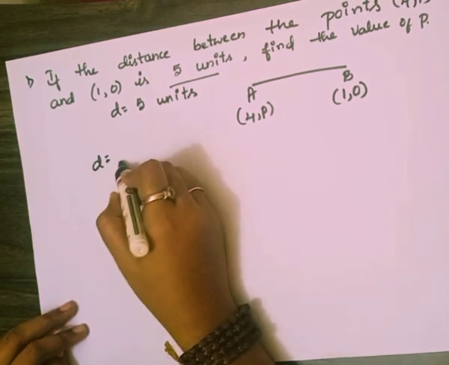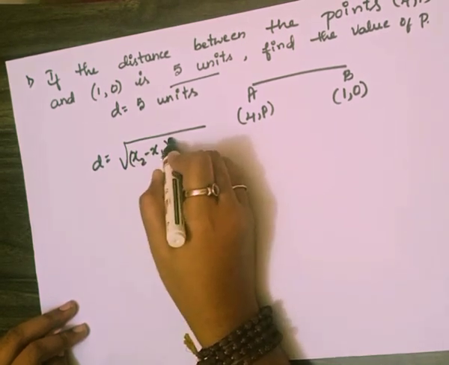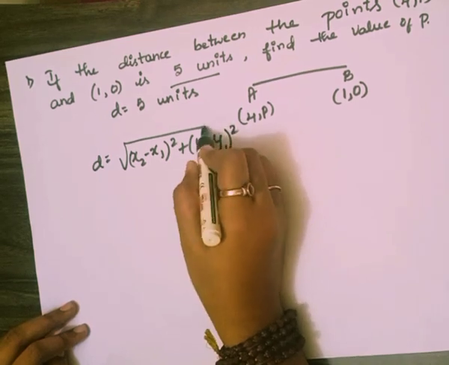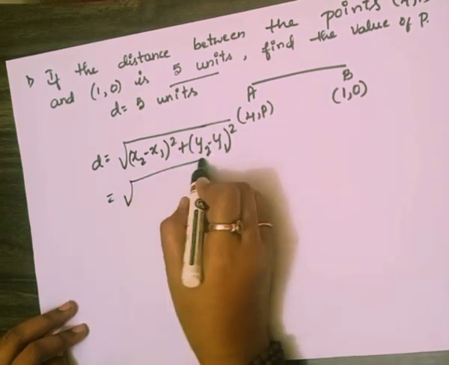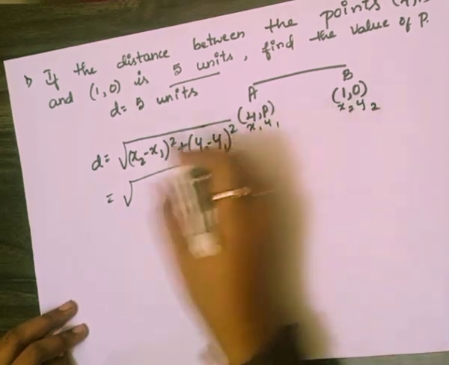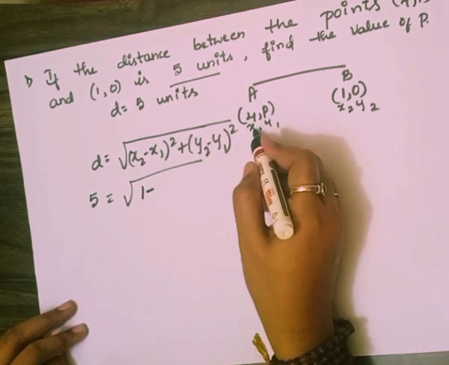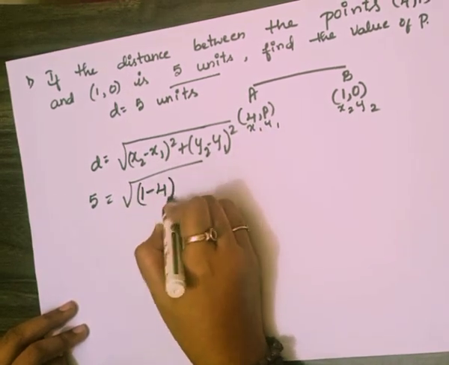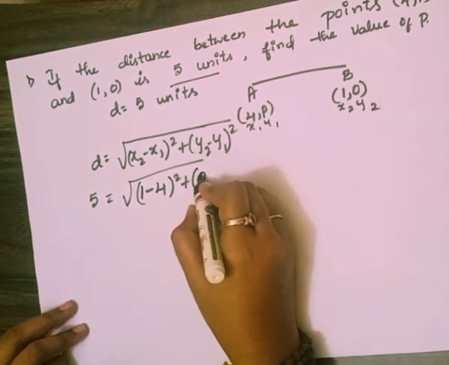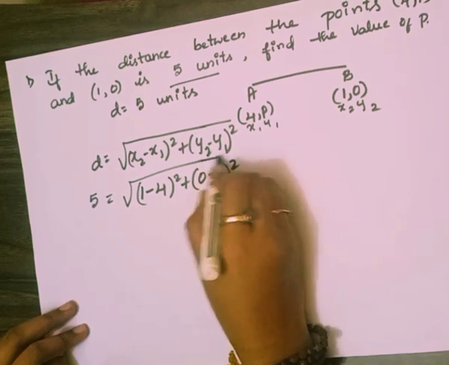D is equal to the square root of (x2 minus x1) whole square plus (y2 minus y1) whole square. We need to write x1, y1, x2, y2. They already gave a distance, that is 5. What is the x2 value we have? 1, minus what is the x1 value? 4. So (1 minus 4) whole square, plus what is our y2 value? 0, minus the y1 value, which is p, whole square.